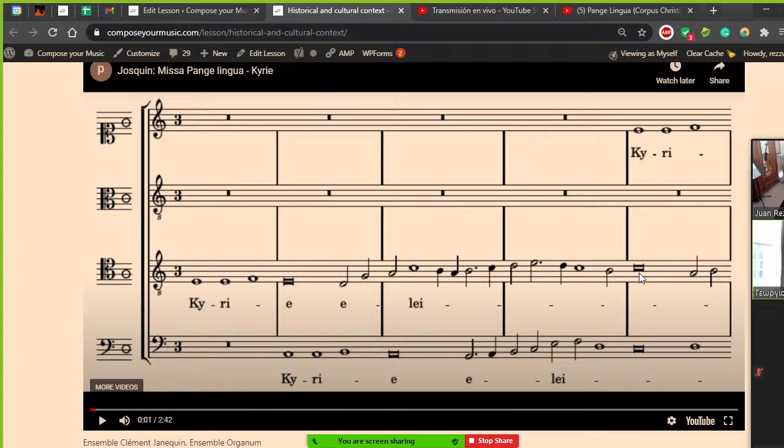Not so many repeated notes. Not really repeated notes. And yes, it doesn't stay stable.